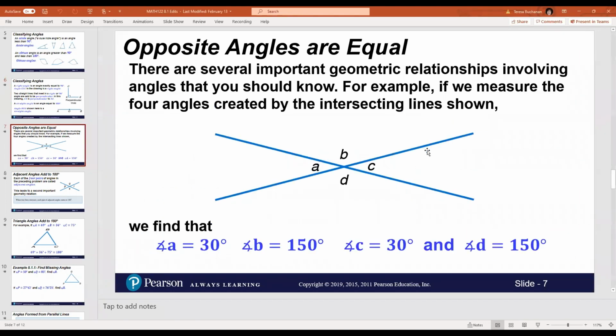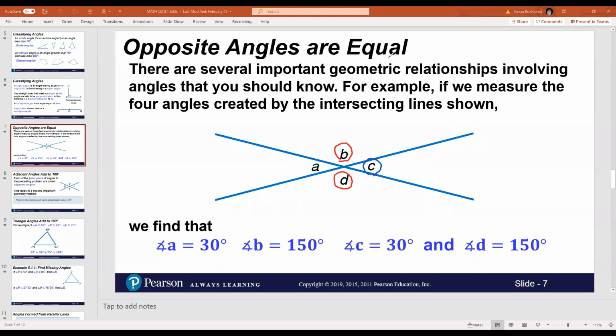We have certain ideas that are helpful as we start to see angles compared to one another. If we see two straight lines intersecting like this, we know that opposite angles are equal. B and D here would be equal to each other. And furthermore, A and C are also equal to each other.